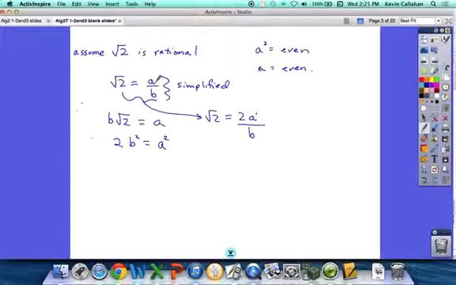Okay, now I've moved the b again. b times the square root of 2 equals 2a prime, and now square both sides. Okay, now I'm going to get 2b squared equals 4 times this a prime squared. Now if I divide both sides by 2, there's a 2 there and there's a 4 there, that tells me that b squared equals 2 times a prime squared. Okay, what does that tell us about b now?